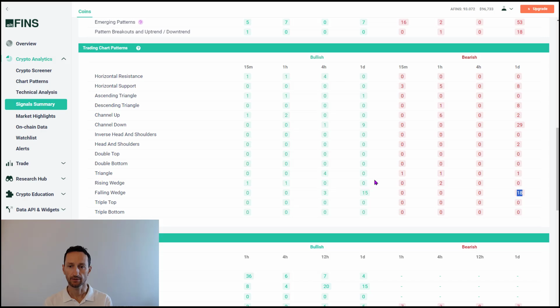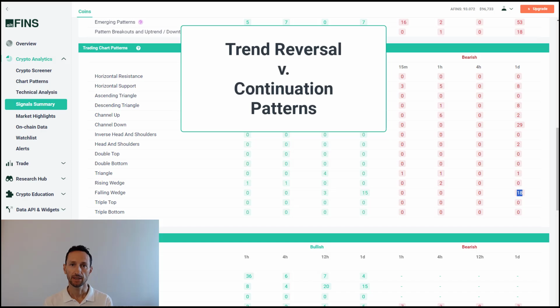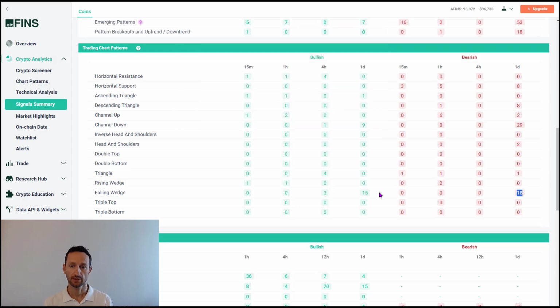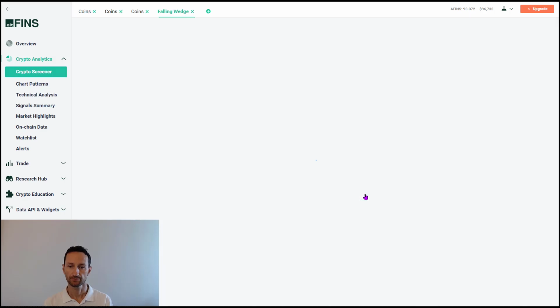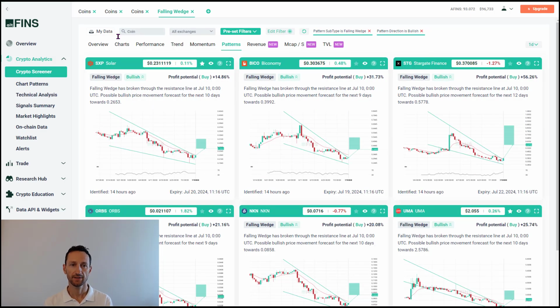Now, first of all, I wanted to cover that the falling wedge and channel down patterns are trend reversal patterns, meaning that for bullish channel down and falling wedge patterns, they typically occur in a downtrend. Let's take a look at the falling wedge patterns, for example. Okay, that takes us to the screener. You could also find these under the chart pattern section separately, but this is fine as well.